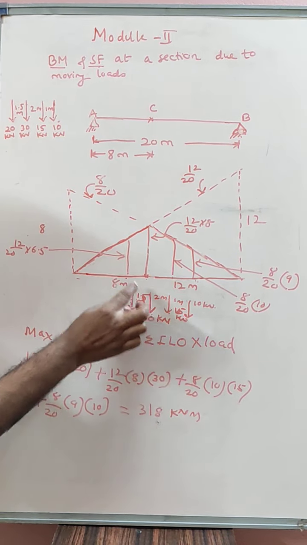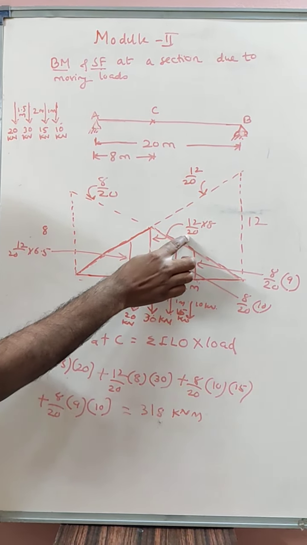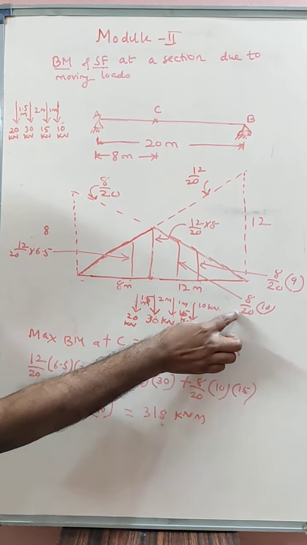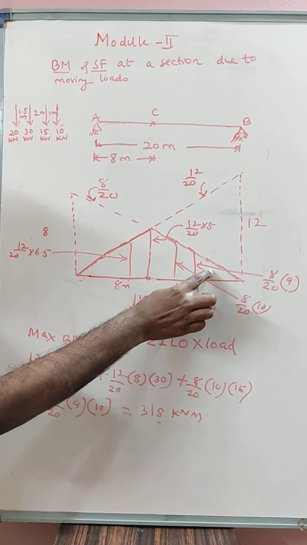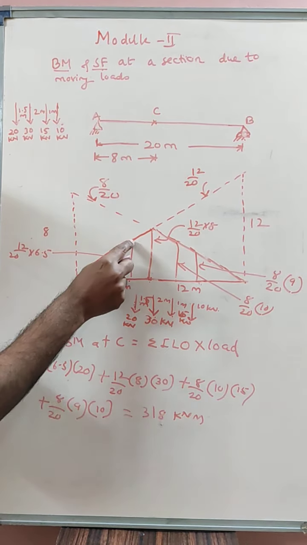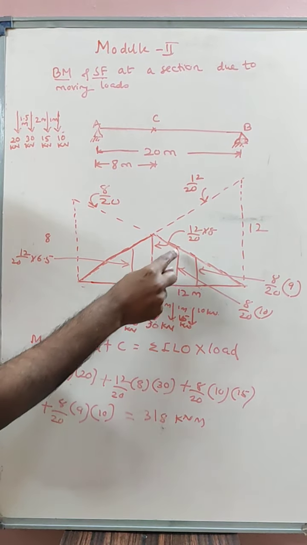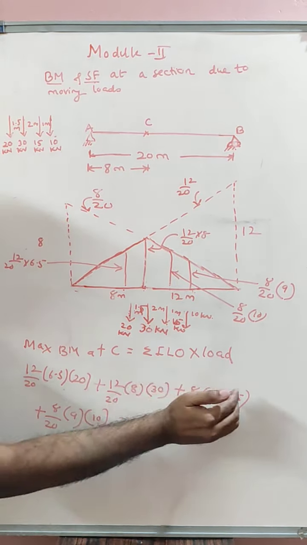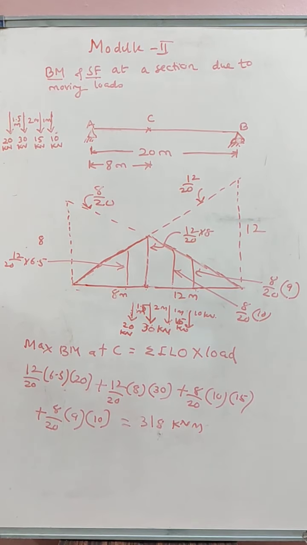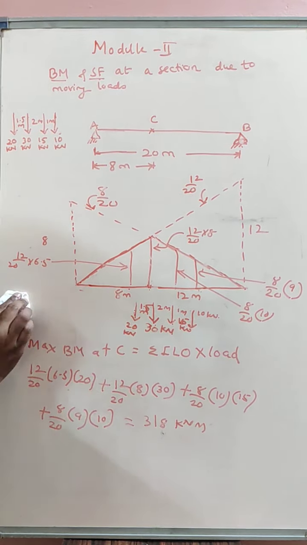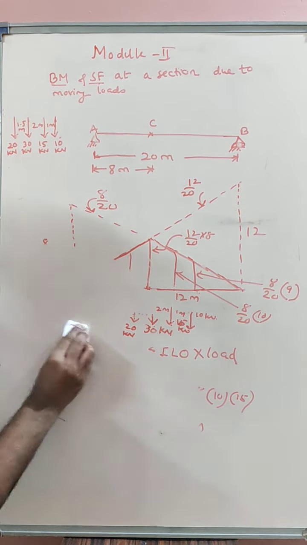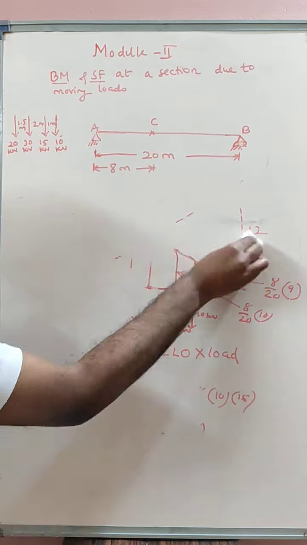So for these loads, corresponding ordinates we have found out. This ordinate is already found out, 12 by 20 into 8. Similarly, this is found out 12 by 20 into 6.5. This is 8 by 20 into 10. This is 8 by 20 into 9. Then maximum bending moment at C is summation influence line ordinate into load. That means this ordinate into load, this ordinate into load, this ordinate into load, this ordinate into load. All they have to be summed up. And when you do that, you will get for this trial 318 kilonewton meter. I hope it is clear. Now what we will do is, we cannot say that this is the correct value, but we have to make sure that at least there is another trial. So which can be another trial?